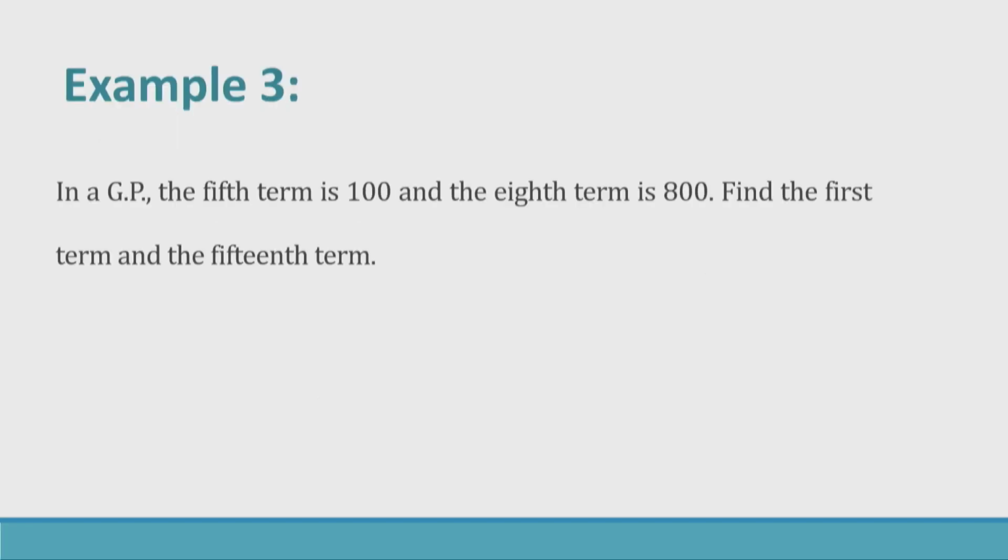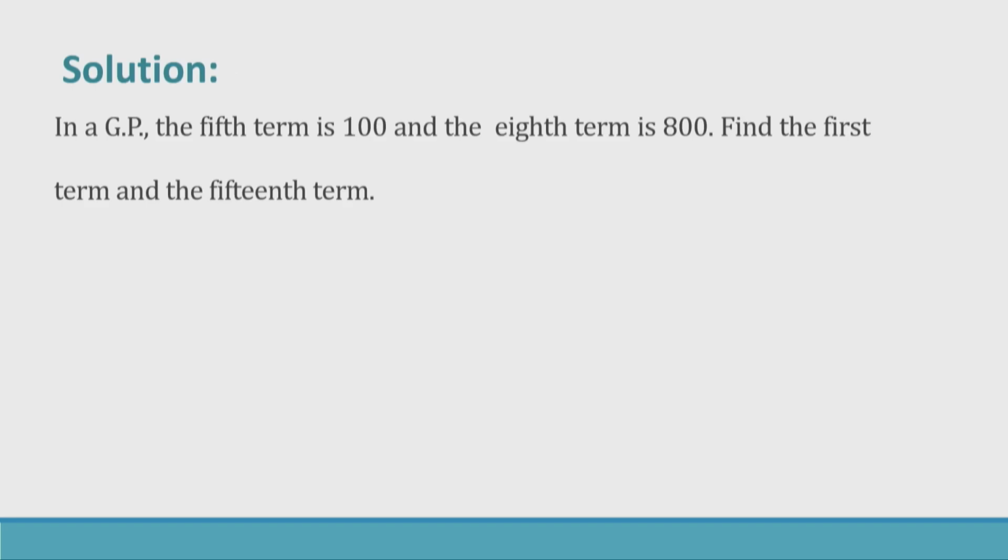Let us have a look at the third example. In a GP, the fifth term is 100 and the eighth term is 800. Find the first term and the 15th term.